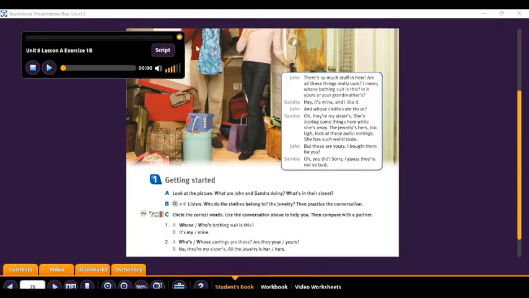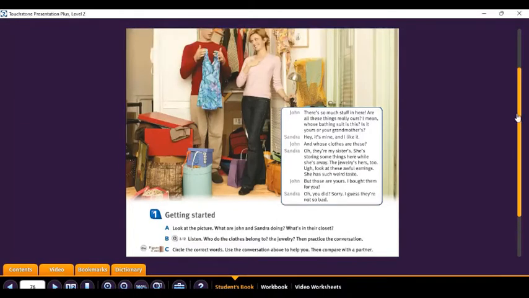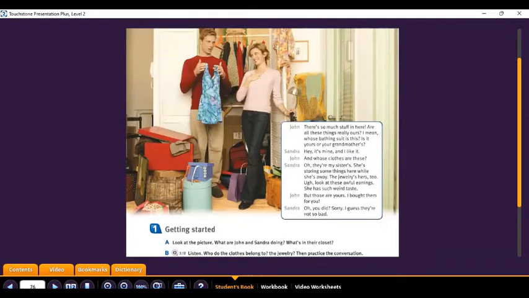Okay. So, girls, tell me, what do you think about this conversation? What do you think about these people who are talking about stuff? I think this is a disorder. This is a mess, right?